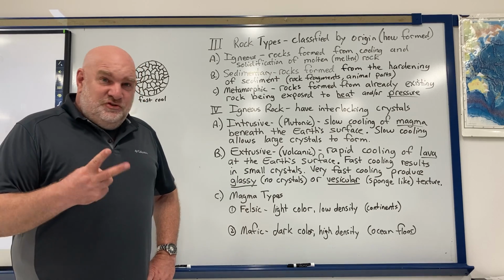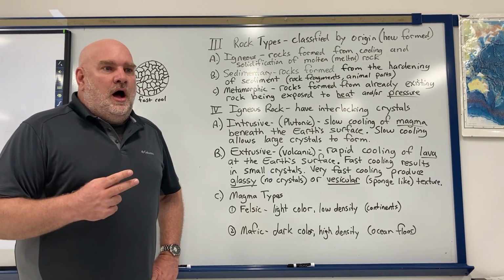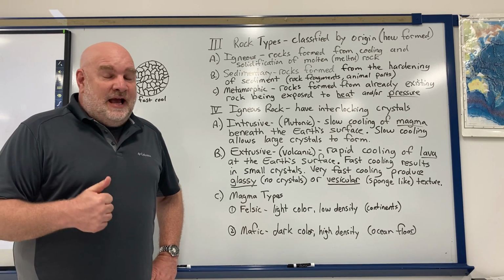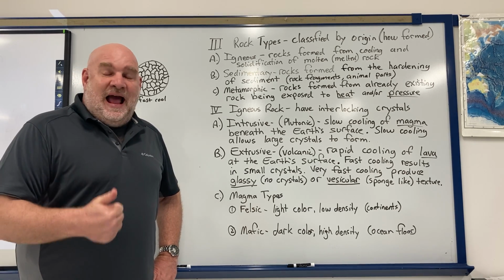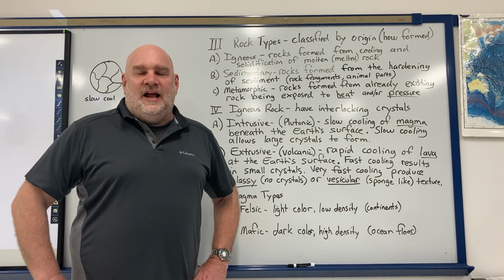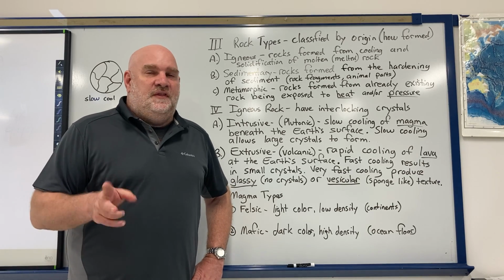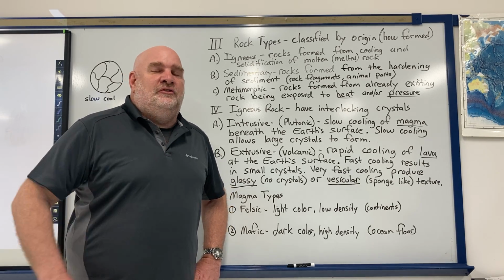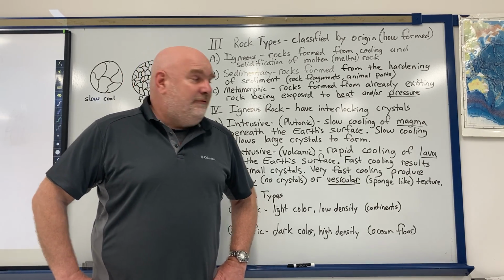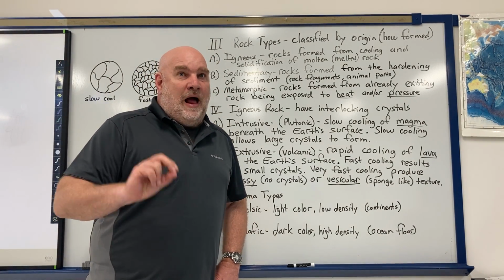Now, there's basically two things that determine what kind of igneous rock you have. One, the thing that determines the texture of the rock is how fast it cooled, which is determined by where it cooled. And the other thing is what kind of magma you have, because there's more than one type of magma. So those two things combined is what gives us the variety of igneous rocks that we have. All right. But for right now, let's just focus on where the rock is cooling.